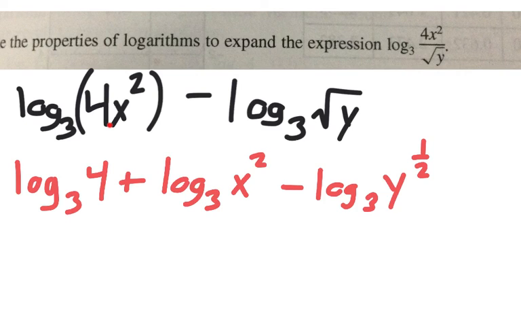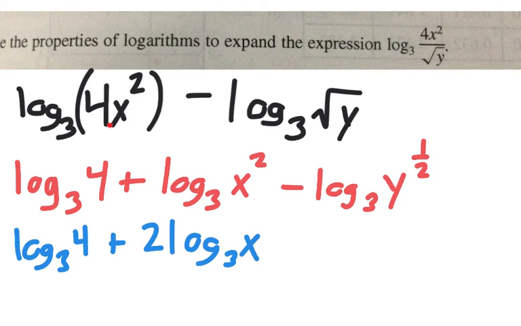Okay, is everybody good with that? Everybody understands why you can't move the 2 out front? Now we can, though. Now we can, because the entire x is being squared. So now I can move that out front. And then the entire y is being raised to the 1/2, so I can move it out front.